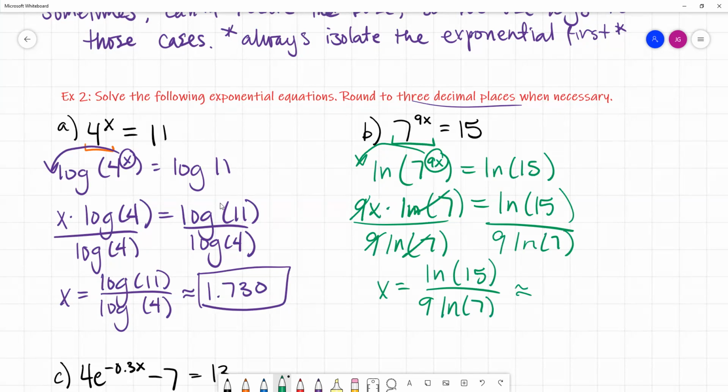Okay, and let's see what we get from that in our calculators. All right, I would put that 9 natural log of 7 in parentheses just in case your calculator doesn't do that order of operations correctly. So natural log of 15 divided by parentheses 9 natural log of 7, close parentheses twice. Okay, we end up getting that x is equal to 0.155. Okay, so there's our answer for that one.